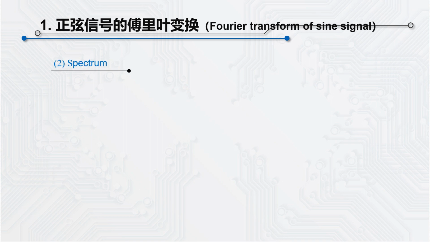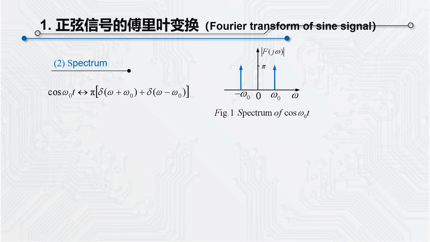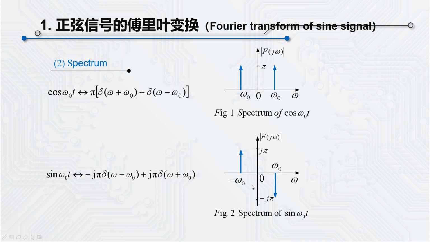Let's look at spectrum of sinusoidal signal. This is the spectrum of cosine omega 0 t. There are two impulses at omega 0 and minus omega 0. The intensity is pi. This is the spectrum of sine omega 0 t. There is a downward impulse at omega 0 and an upward impulse at minus omega 0.